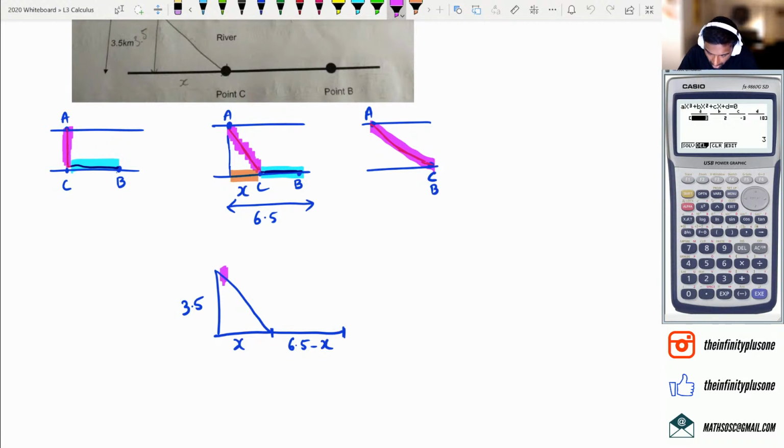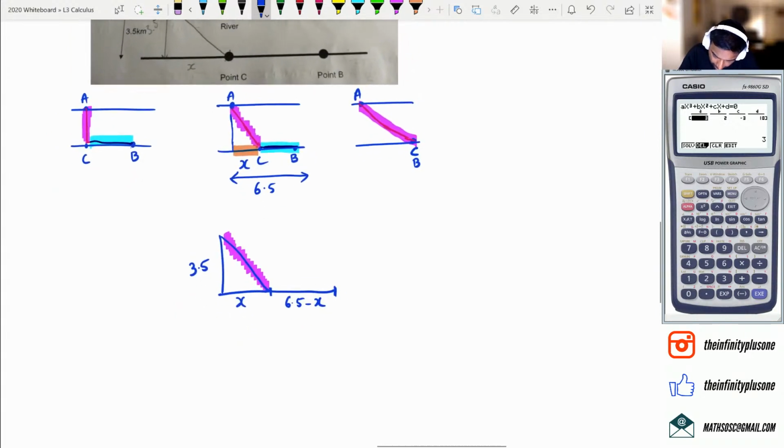So we want to first figure out what's the distance she is kayaking. Now to do that, we've got a right angle triangle, and we're looking at the hypotenuse. So that pink part there is going to be the square root of 3.5 squared plus x squared. So are you guys happy with that?